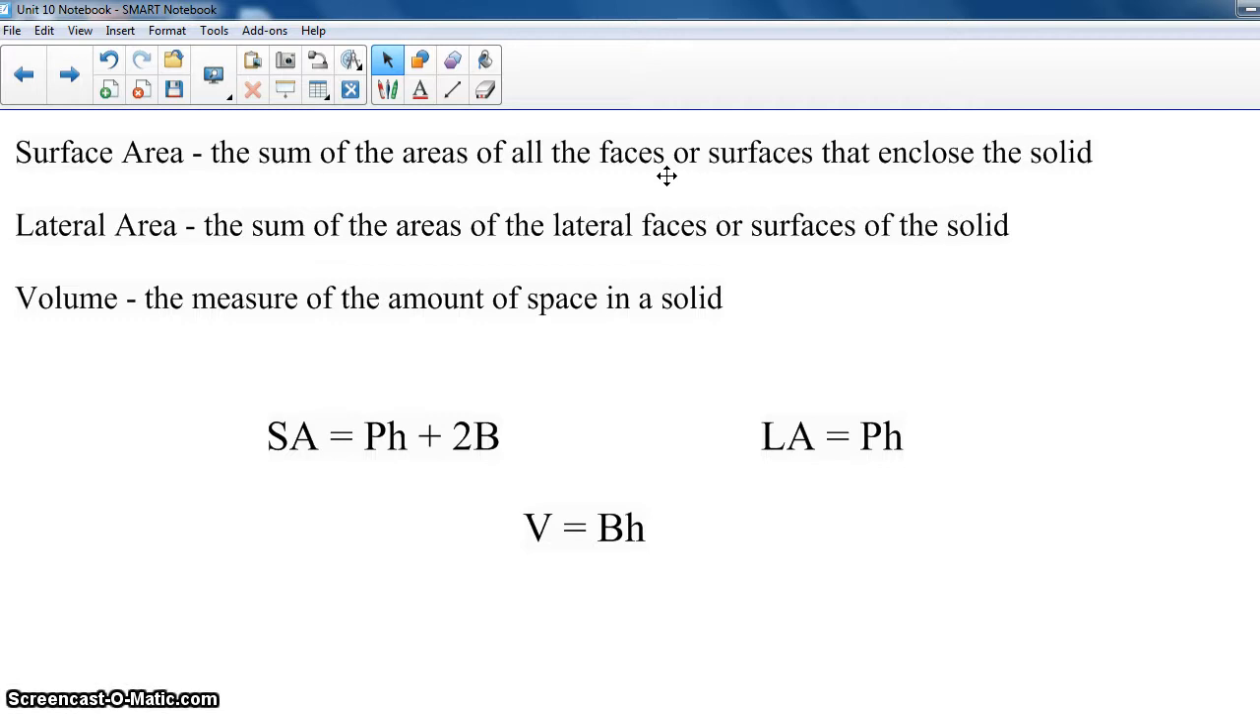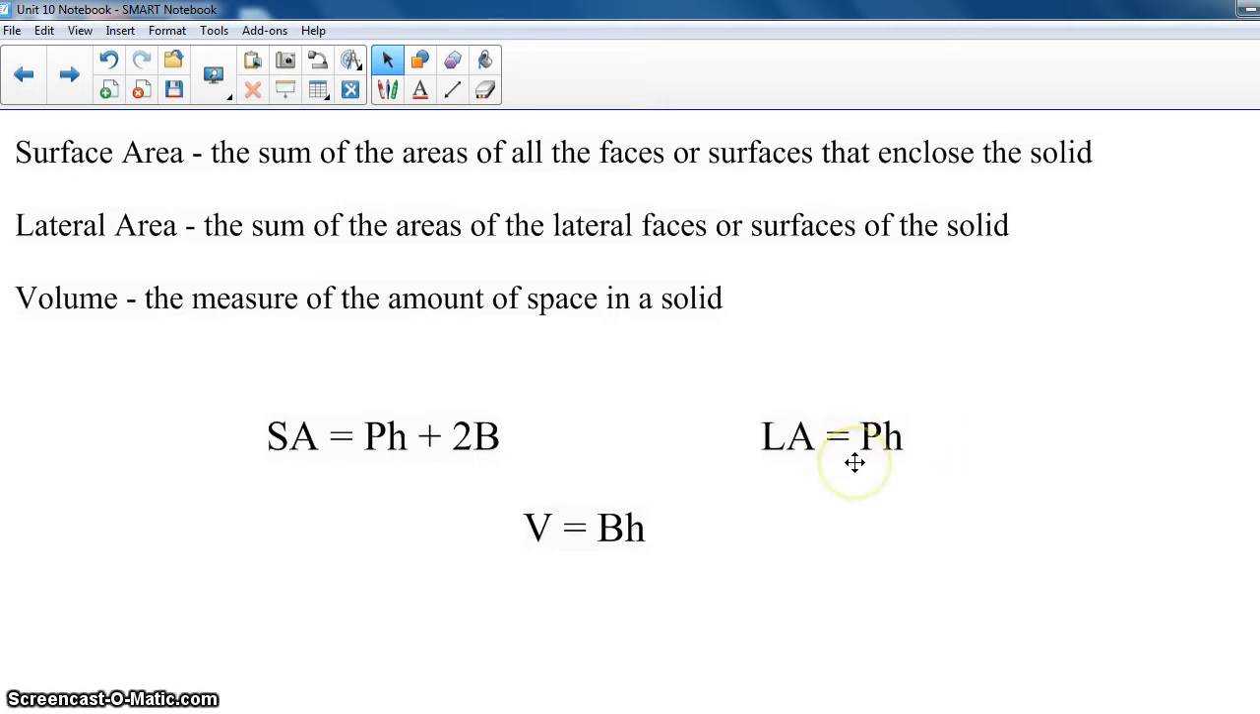Okay, so we're looking for the area of the faces. So for surface area, it's all of them, which gives you this formula. The capital P stands for perimeter. H is the height of the prism. And this big B stands for the area of the base. And then for our lateral surface area, it's the perimeter of the base times the height of the prism.